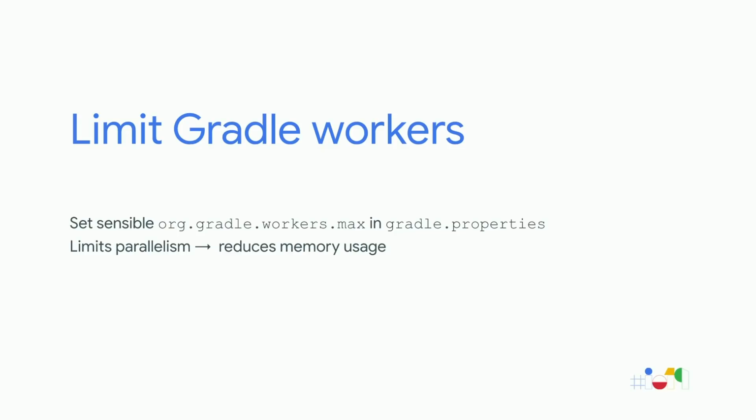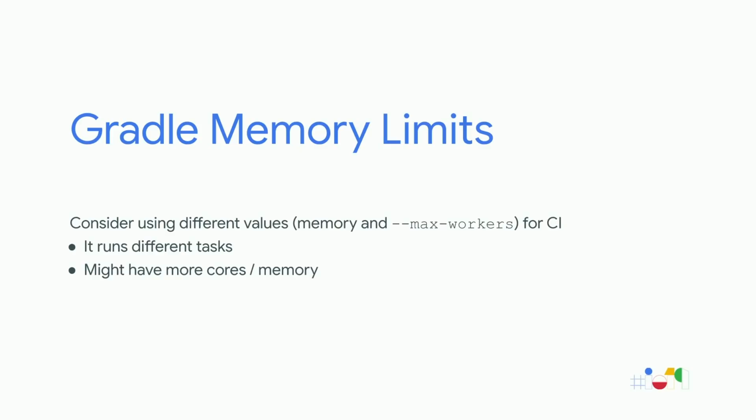And finally, one thing to note is that for your CI, you should probably be picking different values for the maximum JVM limits as well as for max workers. The reasons are that your CI probably runs way more tasks, and different tasks, than your build machines do. And also, you probably have way beefier machines with more CPU and more RAM. And Zav is going to walk you through how to use a tracer agent to do more debugging.